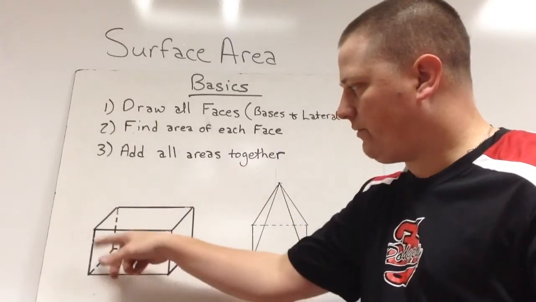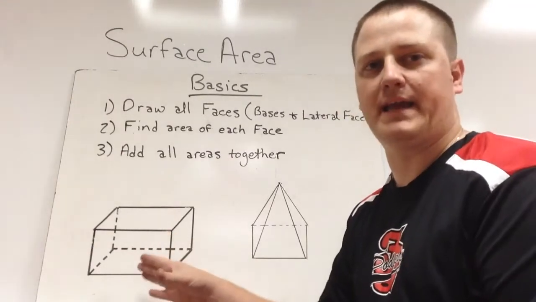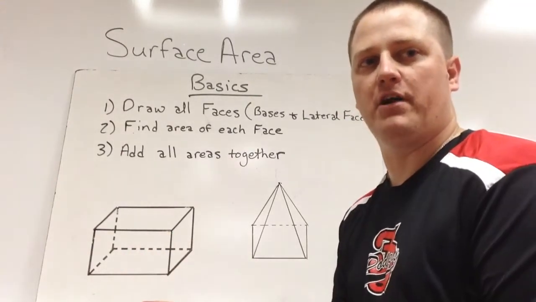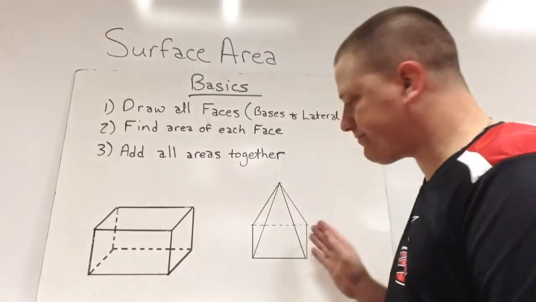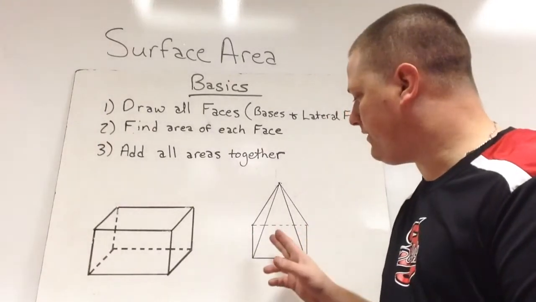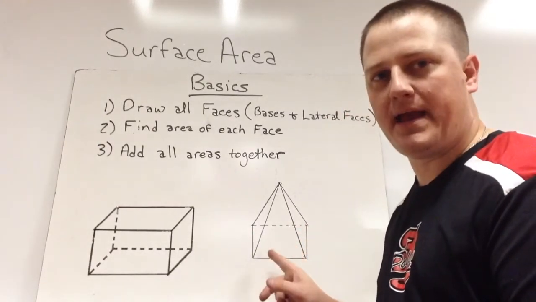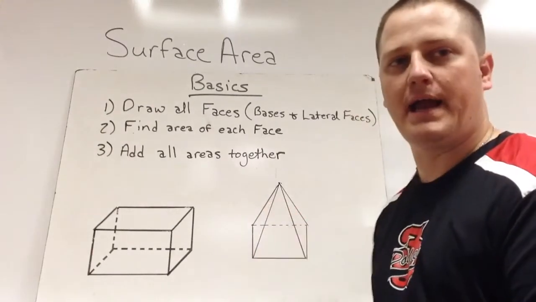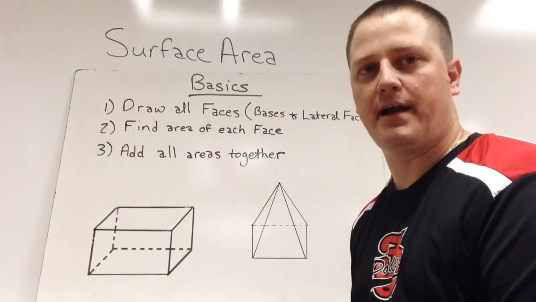So for this one, we'd basically draw 6 rectangles and find the area of all 6, add them together. In this shape here, we would find the area of the rectangular base, and there would be 4 triangles that we would need to find the area of.